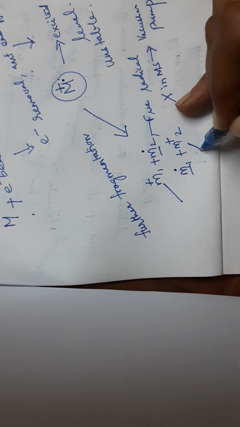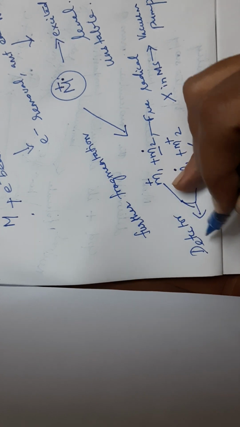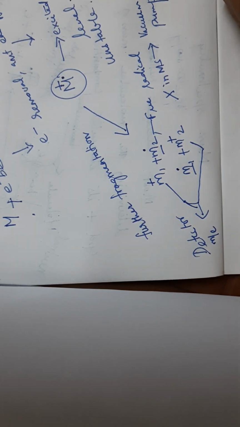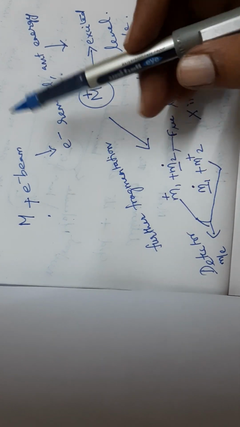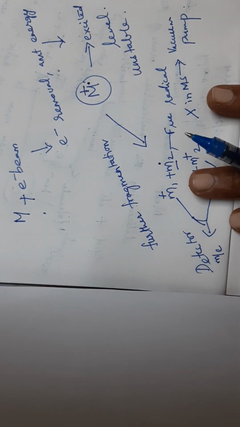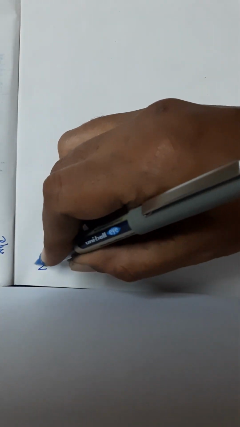Only M1 and M2 will reach the detector and be recorded based on their mass to charge ratio. So we'll see how the molecule is bombarded with an electron beam, how the electron is removed, and how the ion is accelerated towards the detector. We'll see the basic components of a spectrometer. The main condition for mass spectrometry is that your sample must be in the gaseous phase.